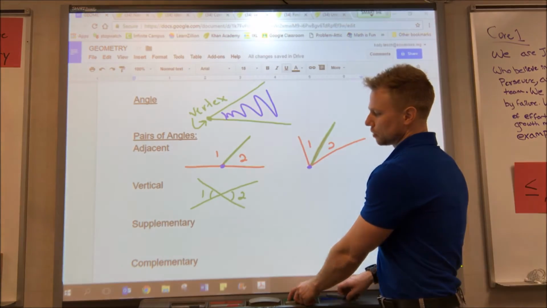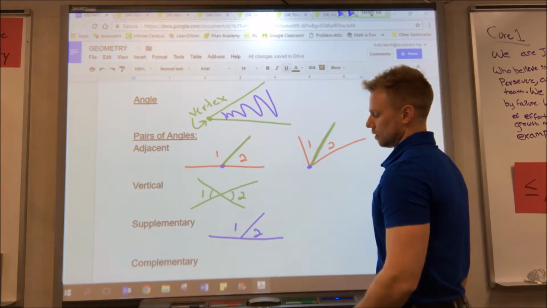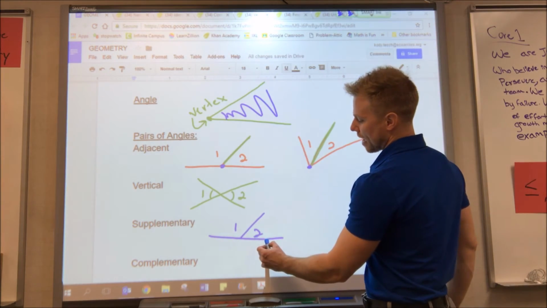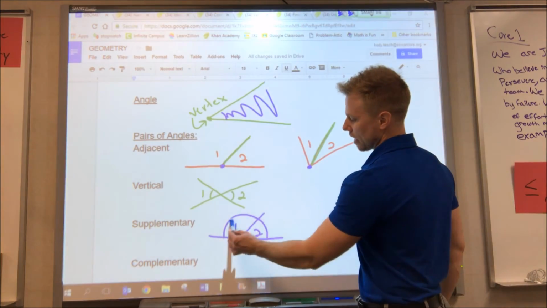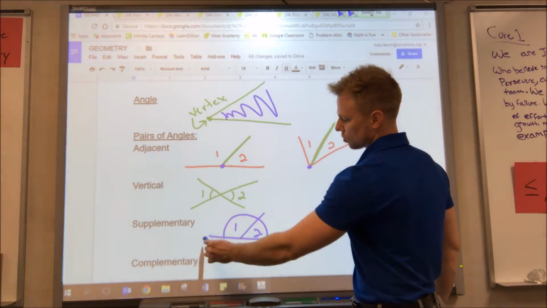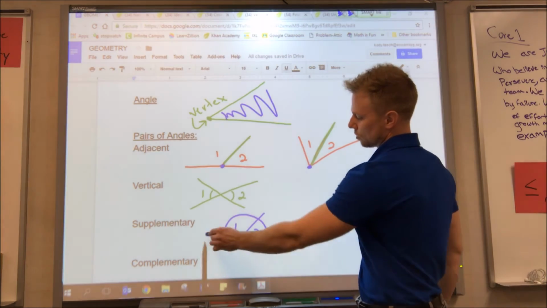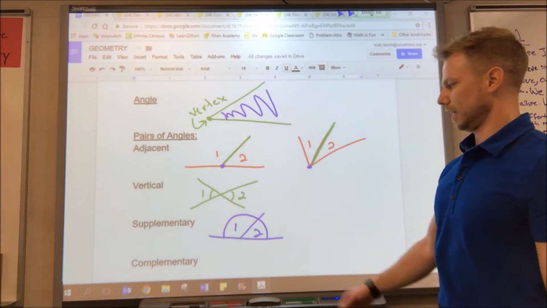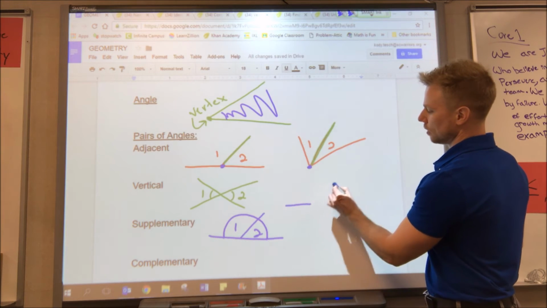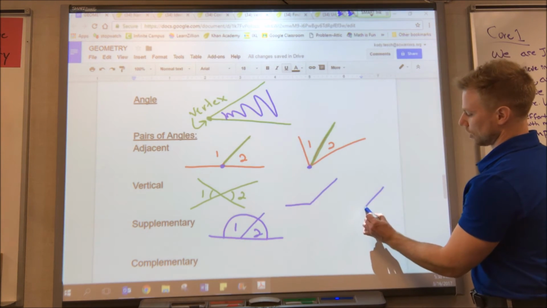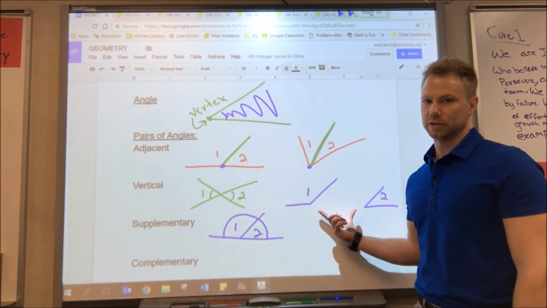Okay? Supplementary is two angles that add up to 180 degrees. So they are going to make half a circle when we have them added together. The sum of them makes half a circle and also makes a straight line, because half a circle brings us up to the diameter, so it's going to make a straight line. Okay? They do not necessarily have to be right next to each other. I could have those same angles, same measurement, but drawn separately, and they're still going to be supplementary. They're still going to add up to 180.